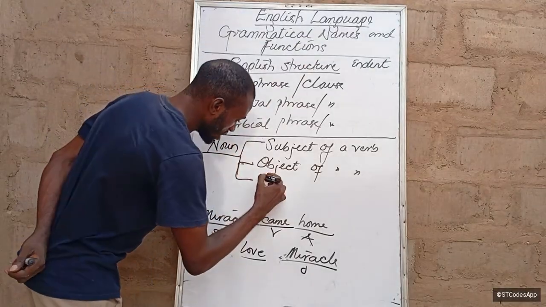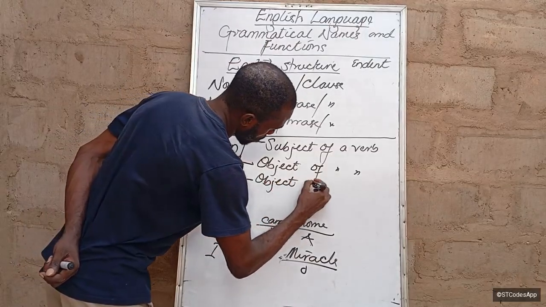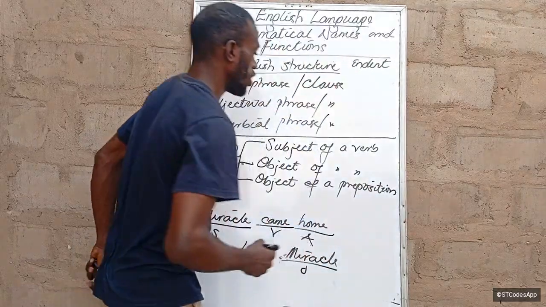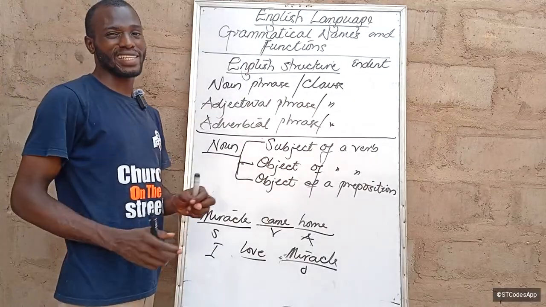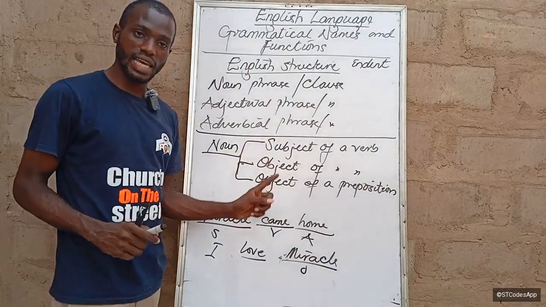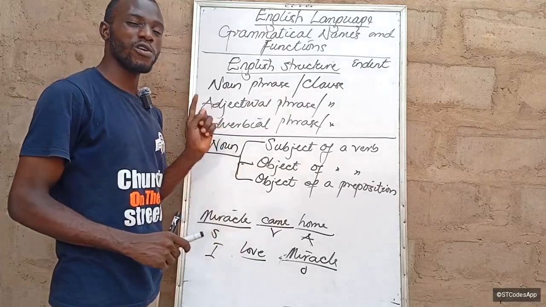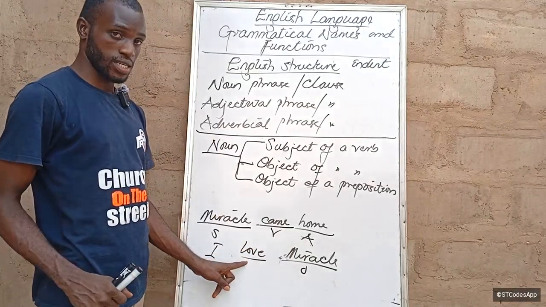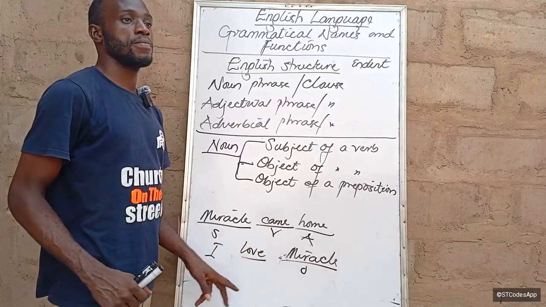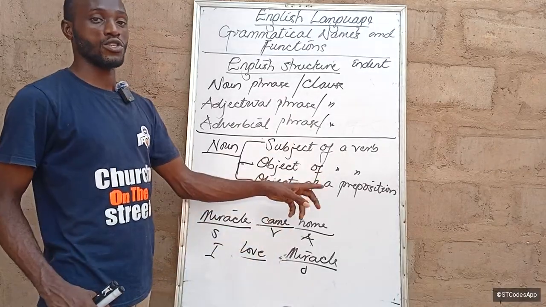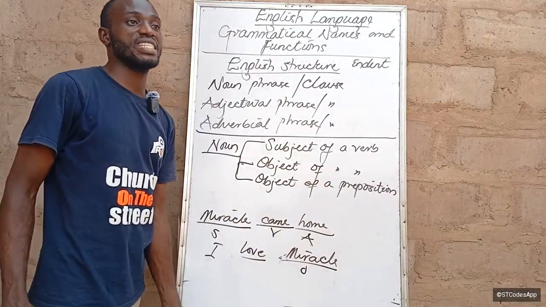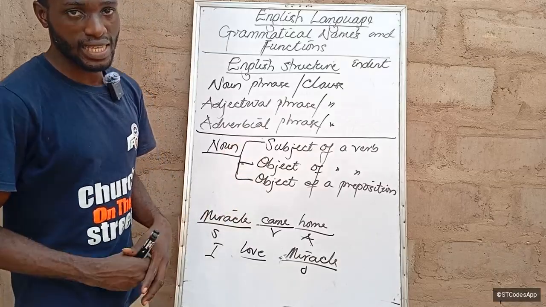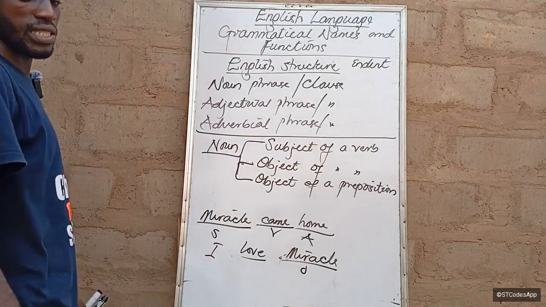Then the third function of a noun that is very important in this grammatical name and function segment is the object of a preposition. Now, the object of a sentence and object of a preposition is quite similar, only that in this case, the object will not follow the verb directly. Notice in this case, this object follows the verb directly, okay? But in the case of object of a preposition, that noun will follow a preposition rather than a verb directly. Is that clear?